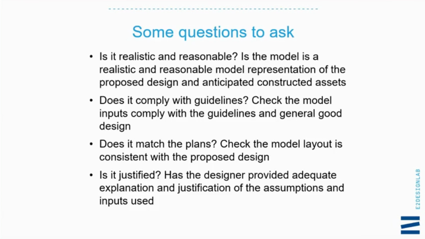The last thing to look at is: is it justified? So you might have a MUSIC auditor report that identifies a bunch of things that have been flagged. Have they justified those and provided a good reason for why they're deviating from the guidelines, or why they're deviating from what's been picked up in the auditor?